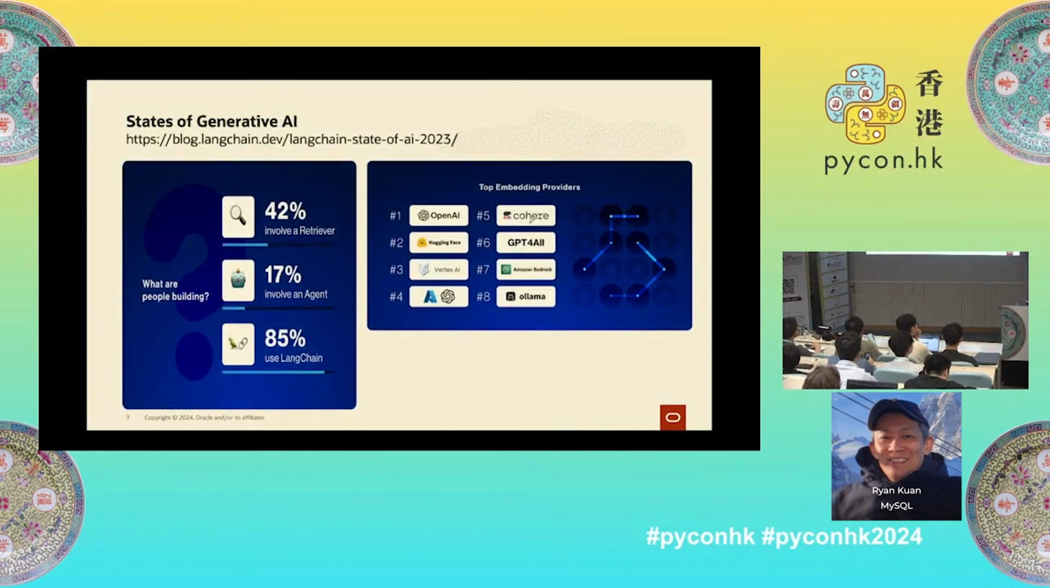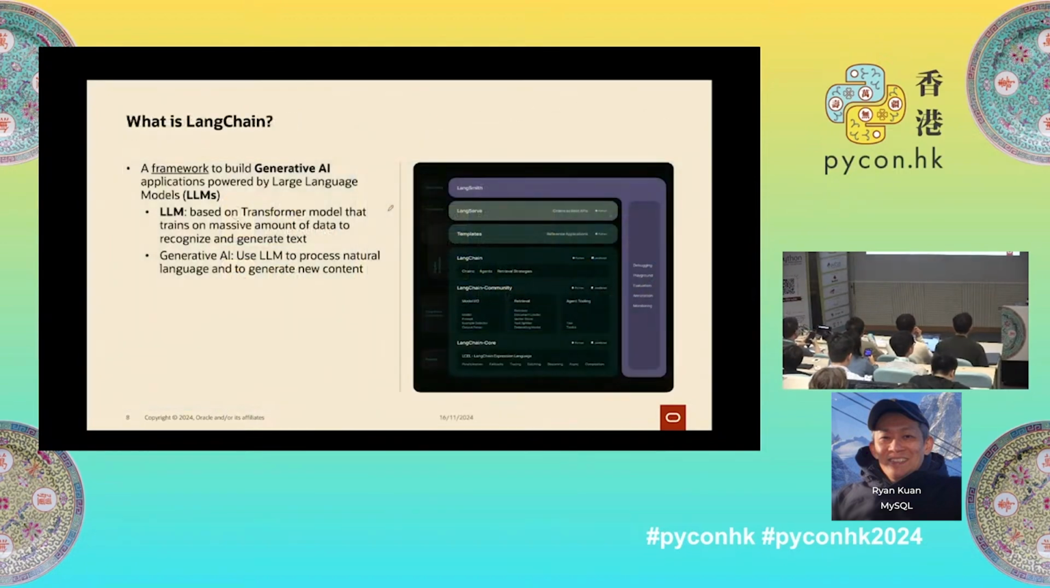If you haven't come across LangChain, it's getting very popular. You can go to the web and look at LangChain for the state of AI and some of these popular LLMs. This is the framework of LangChain. Essentially, at its core it uses the LLM to generate embeddings and also summarize content for you.